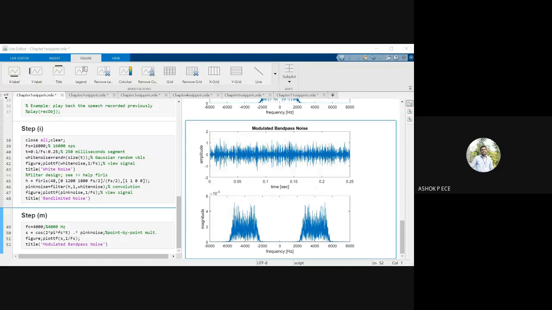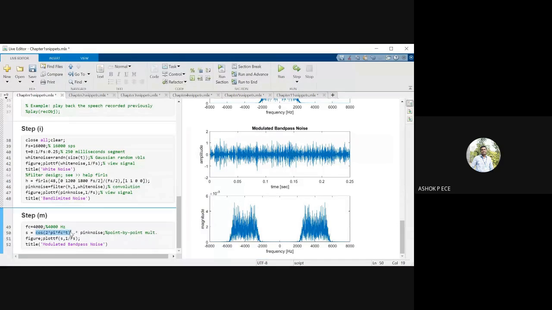In modulation, what do you do? You multiply your signal with the carrier. That is the simplest form of AM, amplitude modulation, right? So see here, I am multiplying this pink noise with the carrier. The carrier is cos 2 pi fct. What is the carrier frequency?